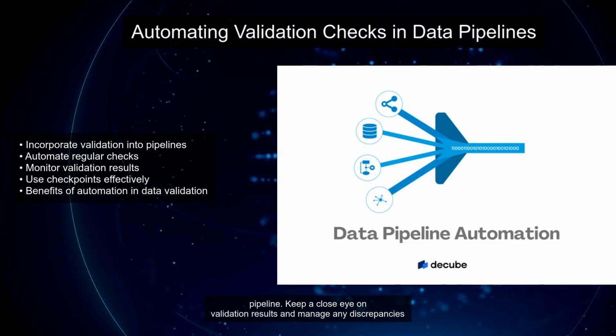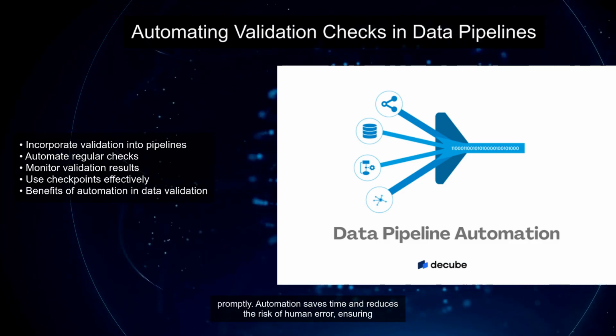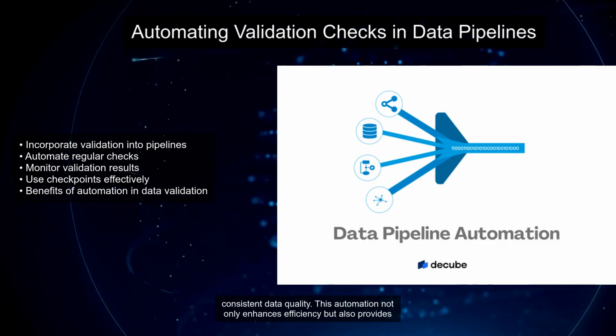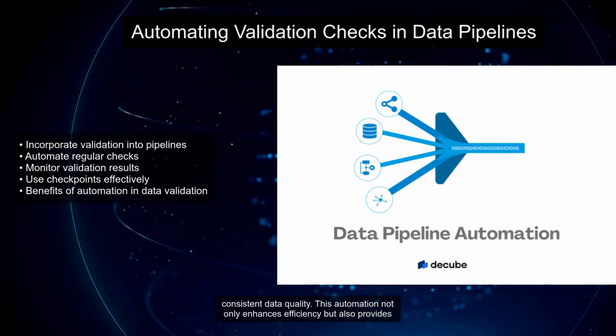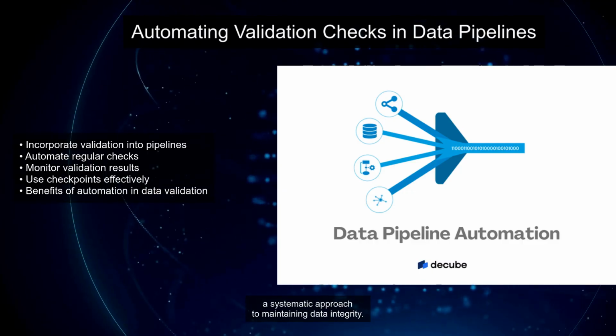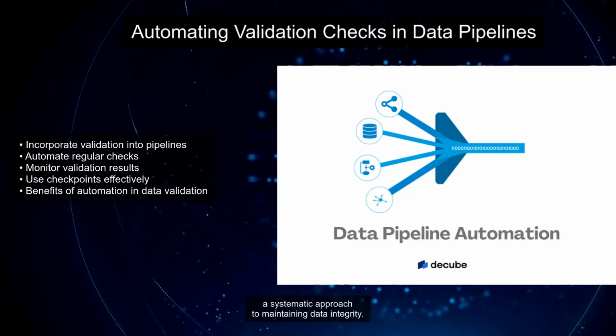Keep a close eye on validation results and manage any discrepancies promptly. Automation saves time and reduces the risk of human error, ensuring consistent data quality. This automation not only enhances efficiency but also provides a systematic approach to maintaining data integrity.